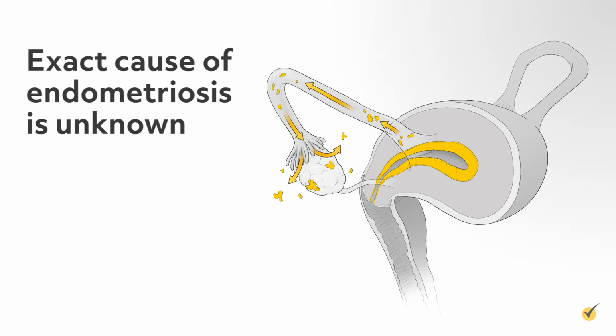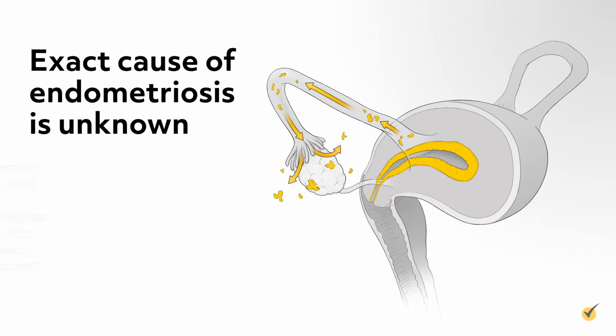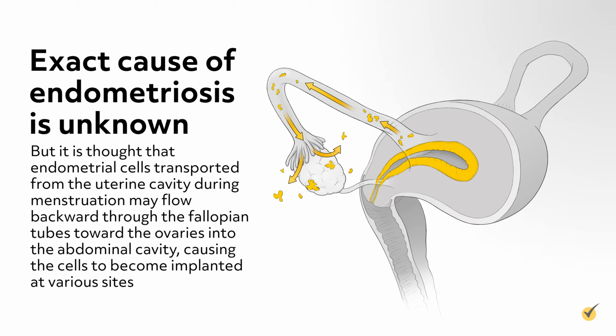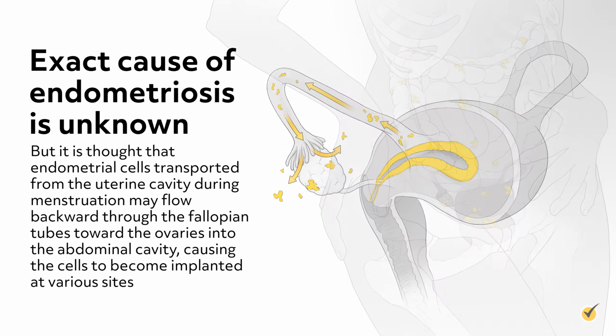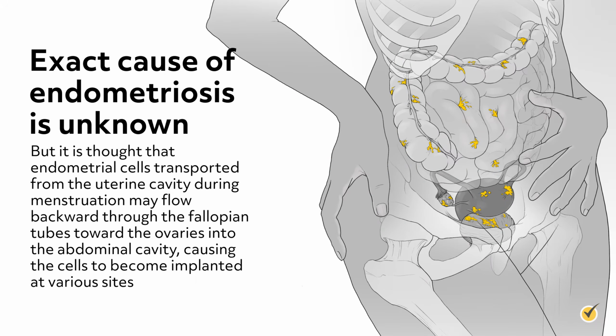The exact cause of endometriosis is unknown, but it is thought that endometrial cells transported from the uterine cavity during menstruation may flow backward through the fallopian tubes toward the ovaries into the abdominal cavity, causing the cells to become implanted at various sites. Endometrial cells may also be transported through the blood or lymphatic vessels to another location.